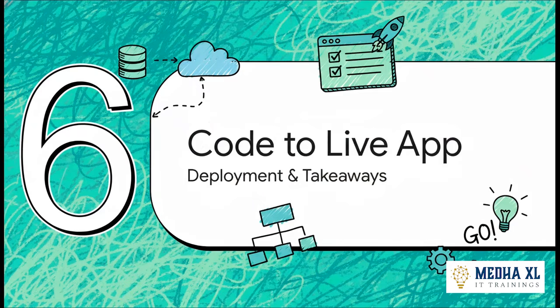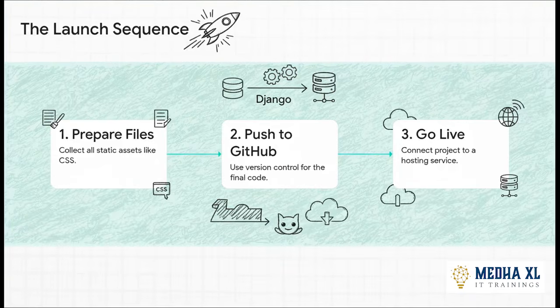Okay, at this point, we have a fully functional web app. It's running great on our own computer. But the whole point is to share it with the world, right? So the final crucial step is deployment. We can break this whole process down into a simple launch sequence. Think of it like a 3-step countdown.